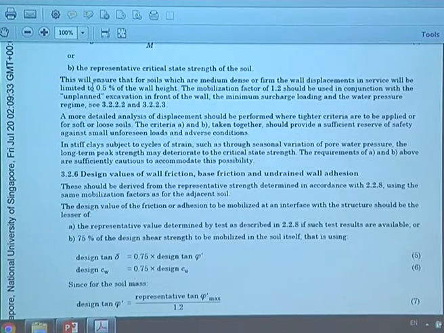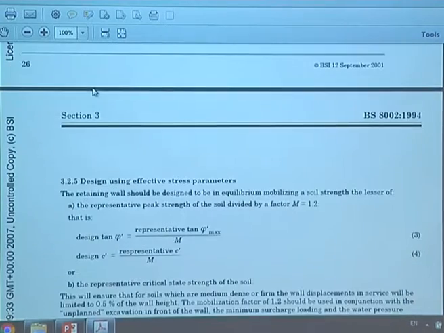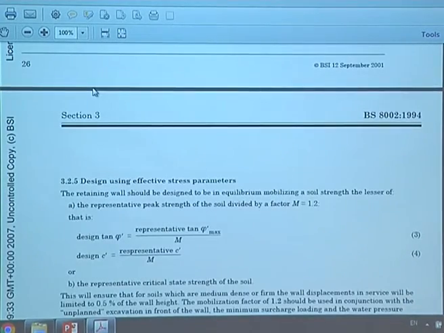Okay, this is one. So this is where we talk about the strength mobilization factor. And they say the design angle of friction is calculated based on the representative tangent of the angle of friction, divided by a strength mobilization factor. This first part, part A, is to take care of the serviceability limit state. Part B is the representative critical state of the soil. This is to take care of the stability, the ultimate limit state requirement.